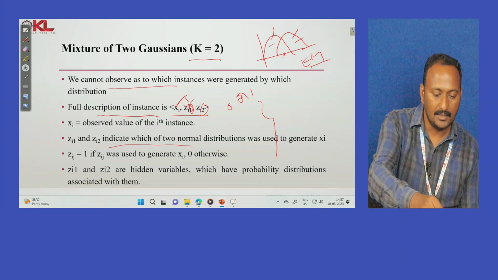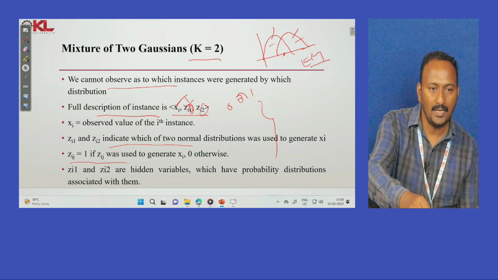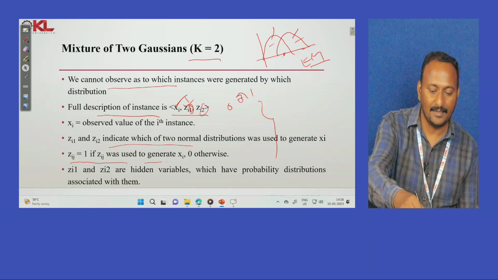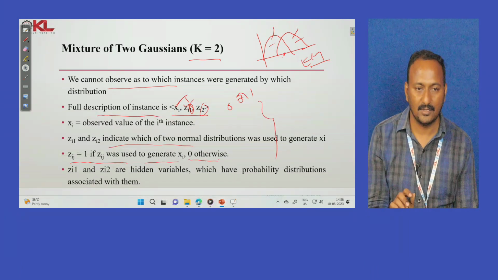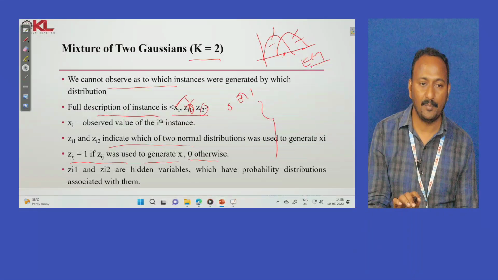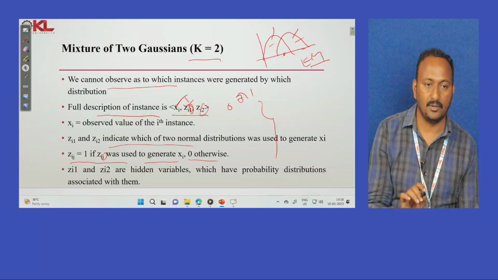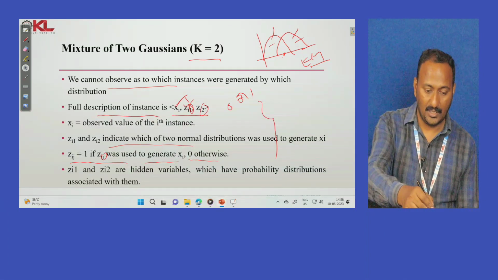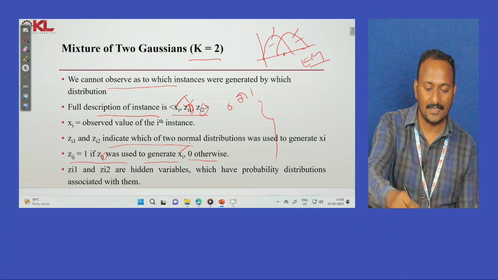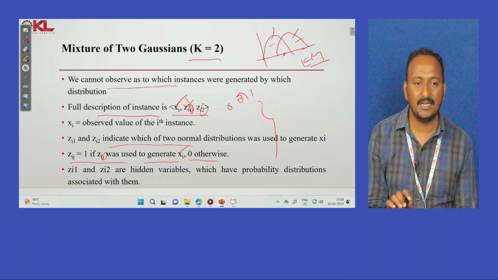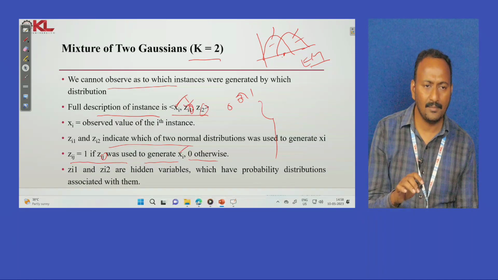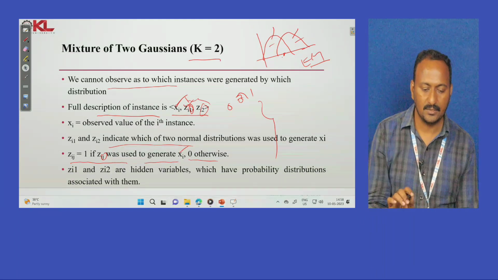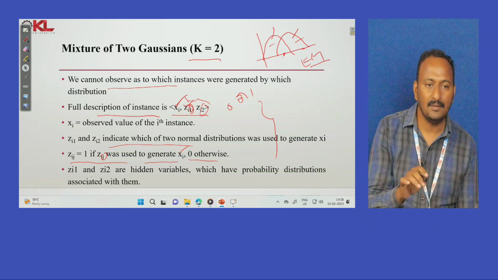Okay, so see here, Zij is equal to 1 if the jth distribution was used to generate xi, 0 otherwise. If xi is generated by the jth distribution, then we simply say that Zij is equal to 1. If the jth distribution is not generating xi, then we conclude that our Zij value is 0. In a similar manner, we need to consider these two values, Zi1 and Zi2.